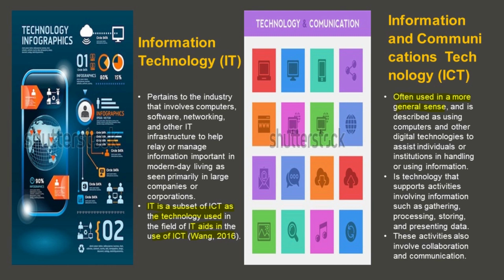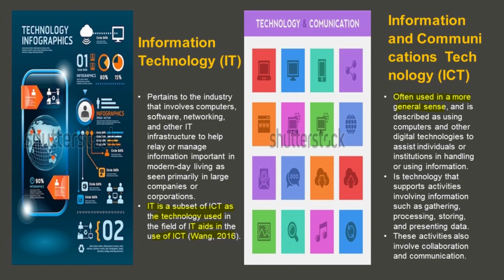All right, so information technology, and information and communication technology, or ICT. So when do we use the term ICT and how does it differ from IT? When you say IT or information technology, it pertains to the industry that involves computers, software, networking, and other IT infrastructure to help relay or manage information important in modern day living, as seen primarily in large companies or corporations. So it deals largely with the methods and tools used in collecting, processing, and sharing.